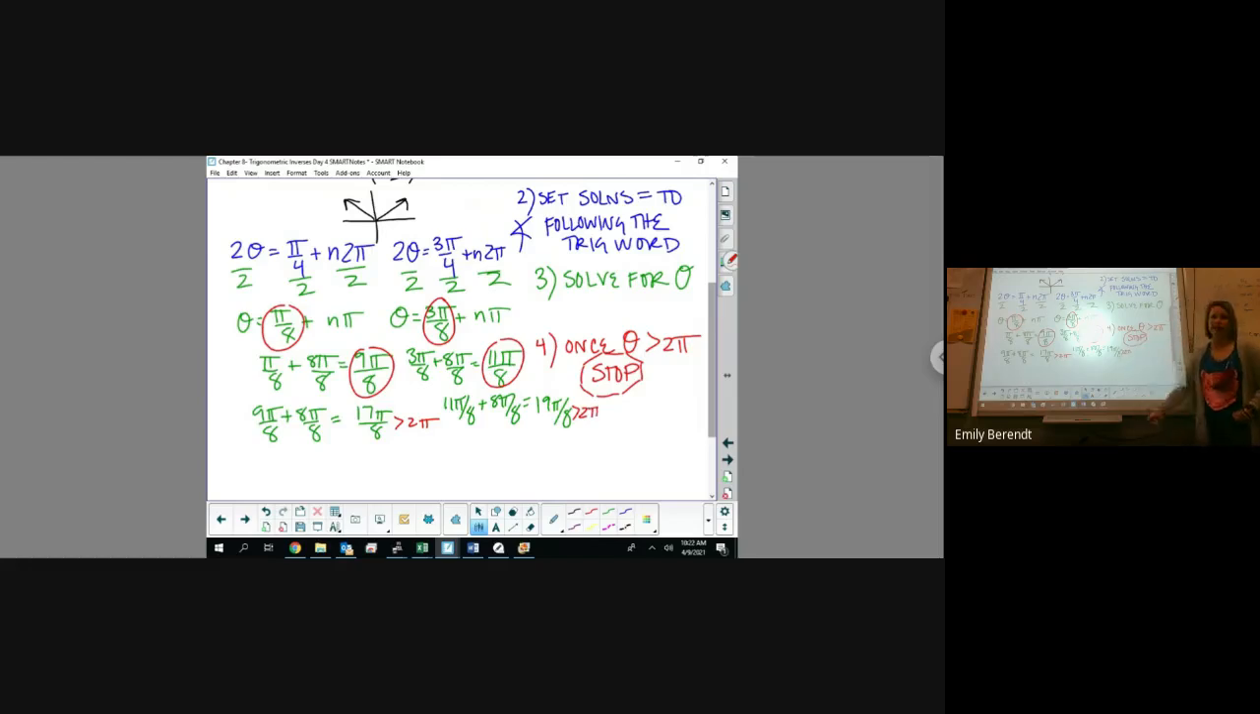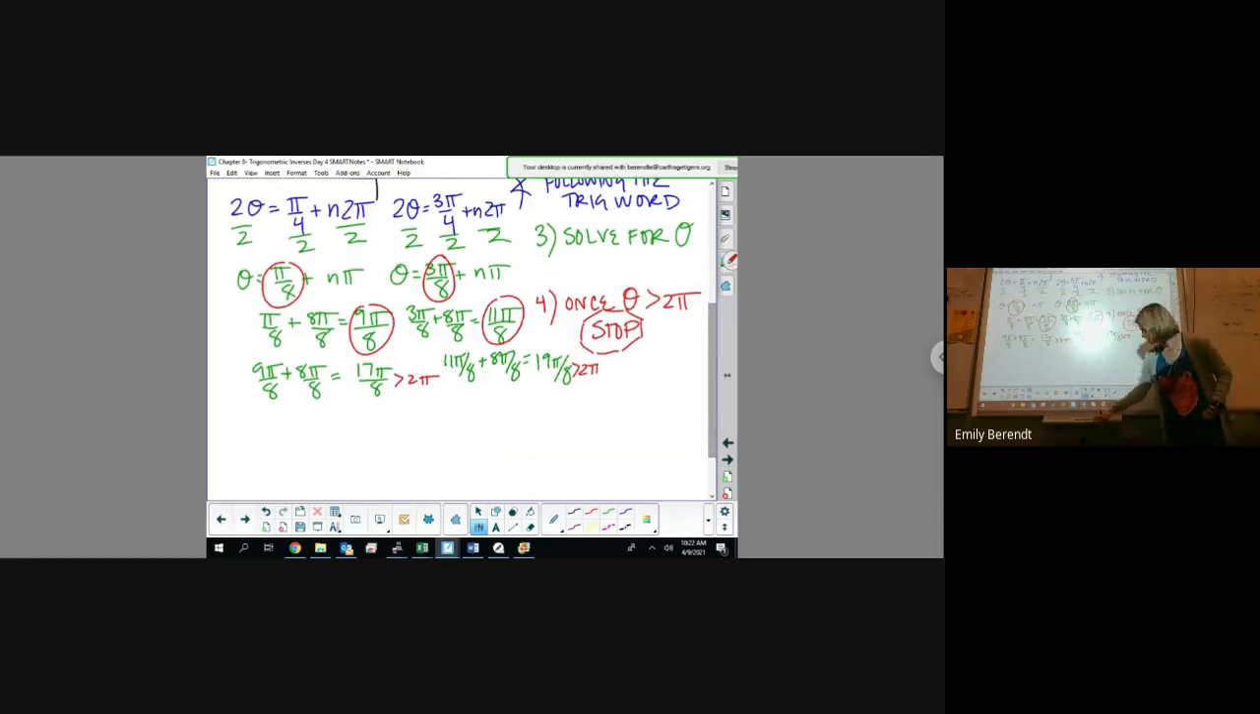So how many answers fit the interval 0 to 2 pi? 4. And then your fourth step would be state all solutions. And because we have more than one, we put it in a solution set.